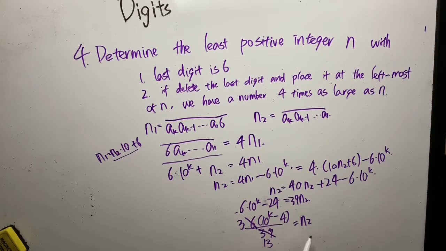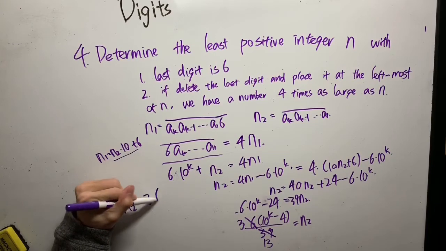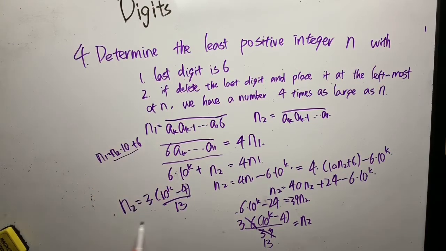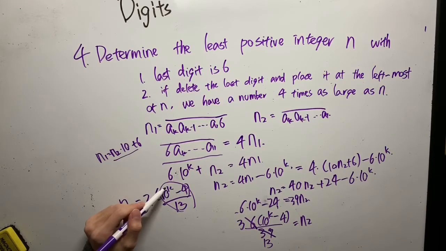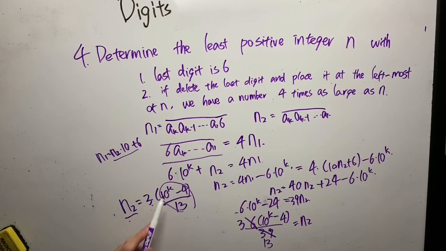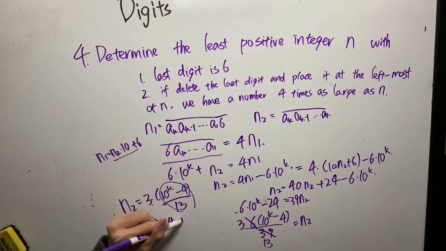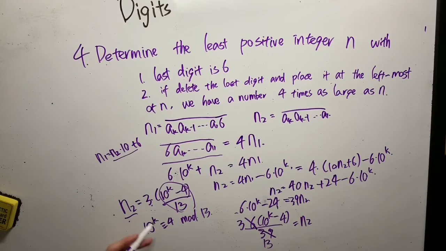Now let's look at n2. n2 is thus equal to 3 times (10^k minus 4) over 13. You know that n2 is an integer and 3 is an integer, thus this must be an integer, and we can find k in order to find n2. Thus, we have a property for k, which is 10^k is congruent to 4 mod 13. So let's try to add numbers of k.